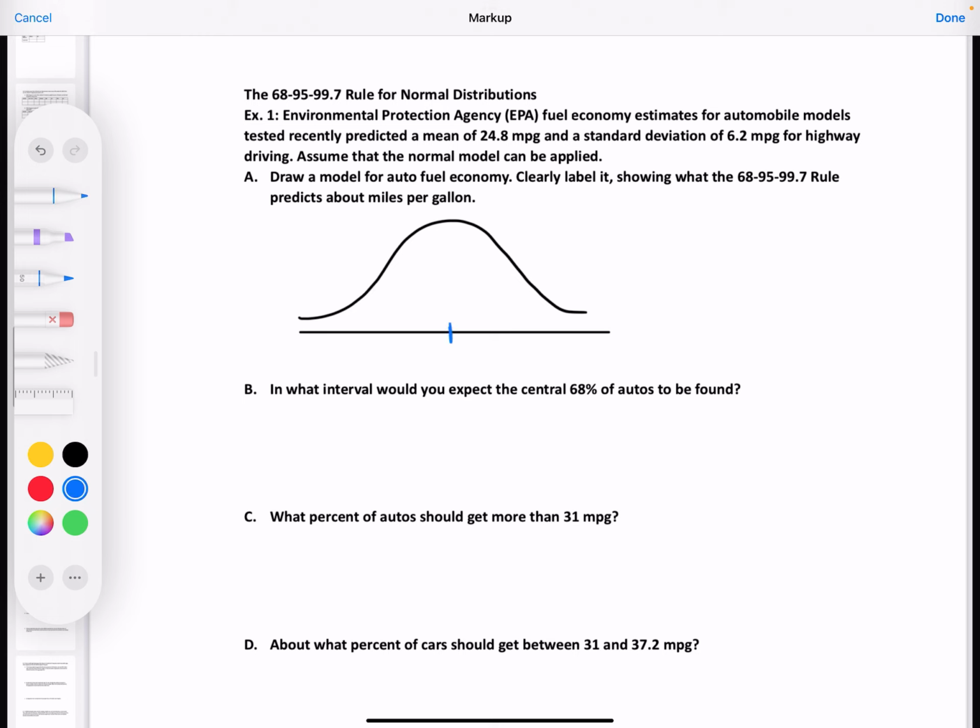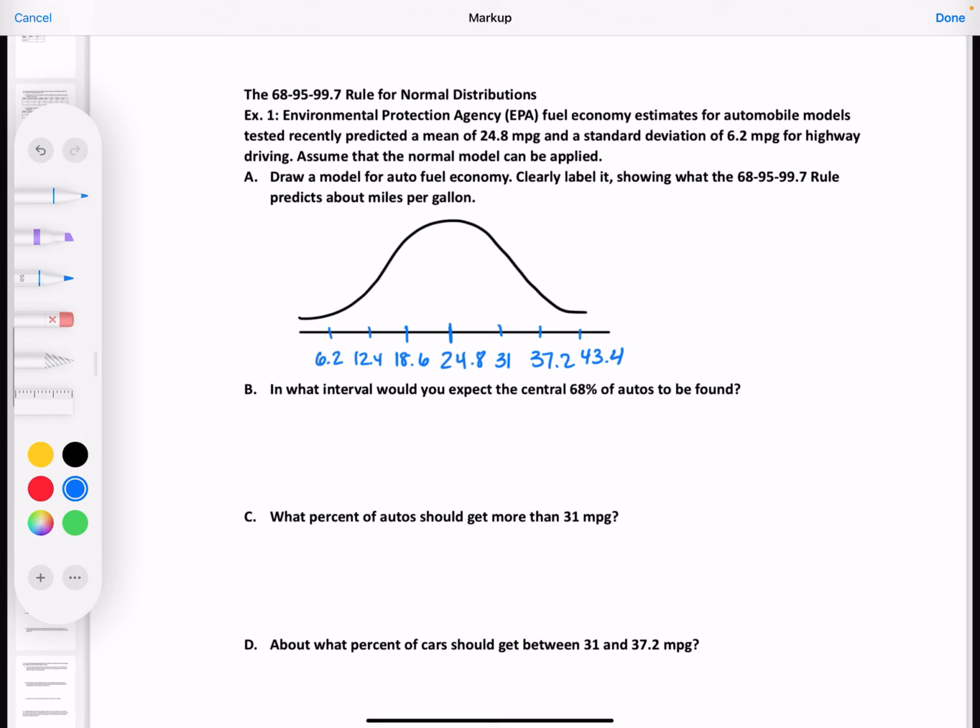It's on 6.2 applied, right? Yeah. So you're going to start with 24.8, and then count up by 6.2, and then count down by 6.2 until you're 3 standard deviations away. So your next one would be 31, then the one after that would be 37.2, and then your last one would be 43.4, and then you do the same thing working backwards. So it would be 18.6, 12.4, and 6.2.